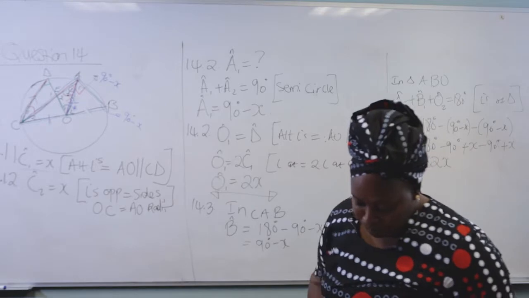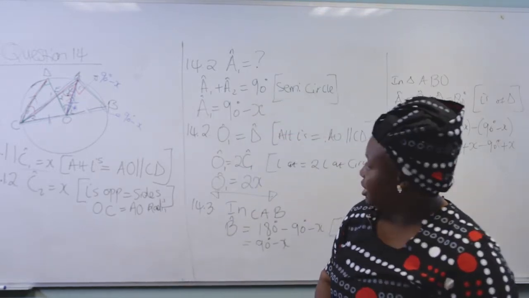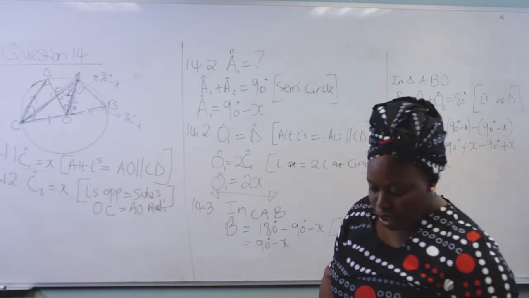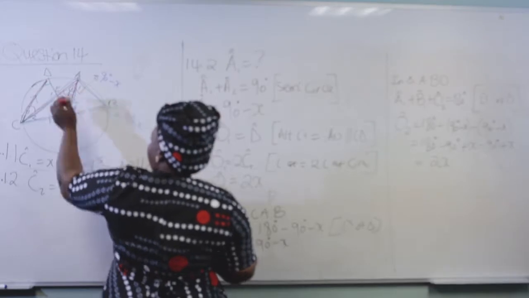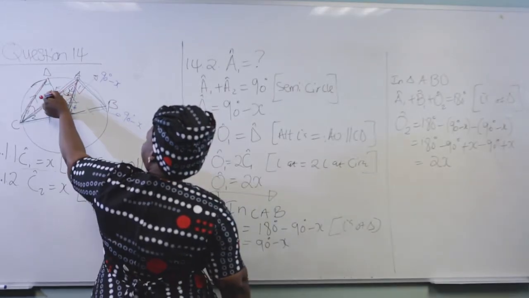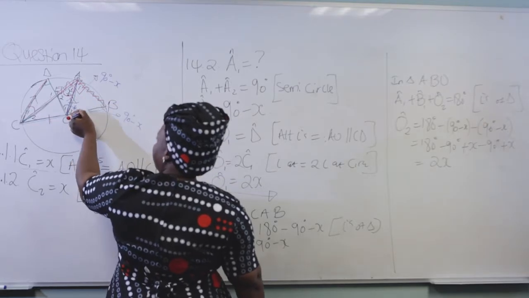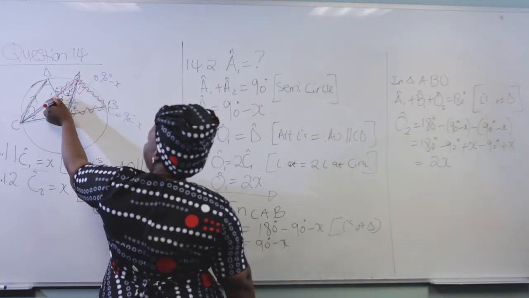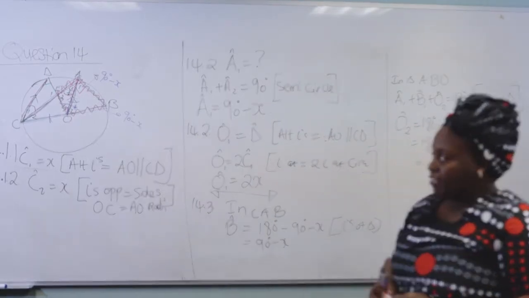What are we looking for? It is A, B, O, E. Let's trace it. A, B, O, E. So we are tracing this one. If this shape there has something of what we have talked about, therefore we have a cyclic quad.